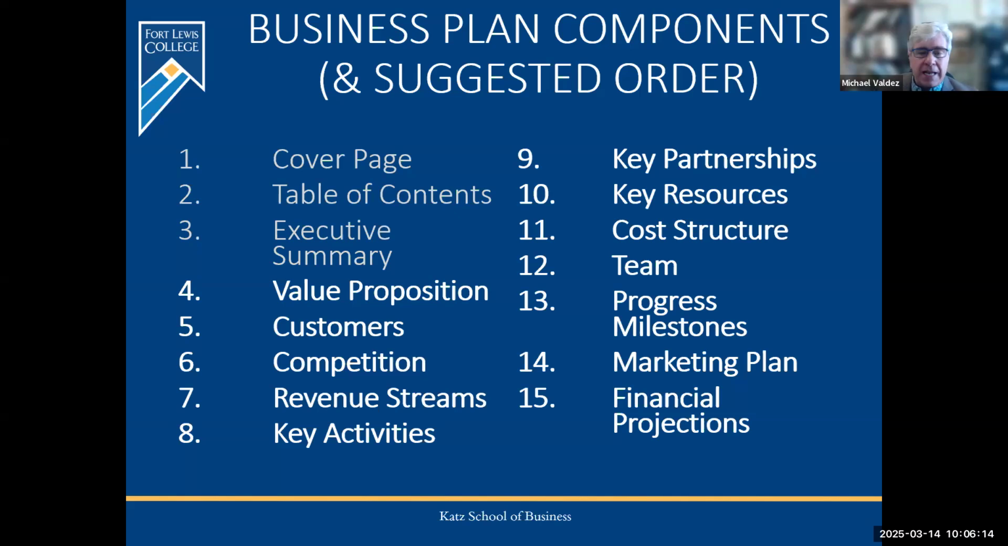Now, these are the 15 items. You will get points for the majority of these. There are some minor point deductions, and that would be if there are any omissions in terms of the cover page, table of contents, executive summary, or if you're over the page limit or you don't follow the formatting. But in terms of the points allocated by the judges, it'll be from value proposition number 4 to financial projections number 15. And we'll go over that in a little more detail in this video.